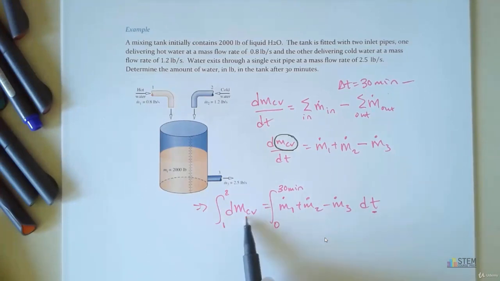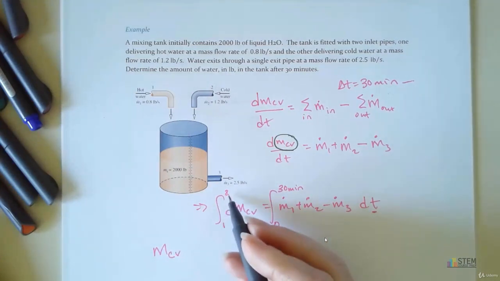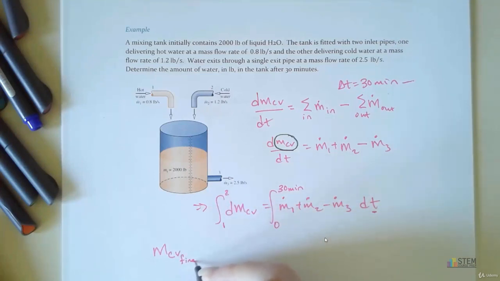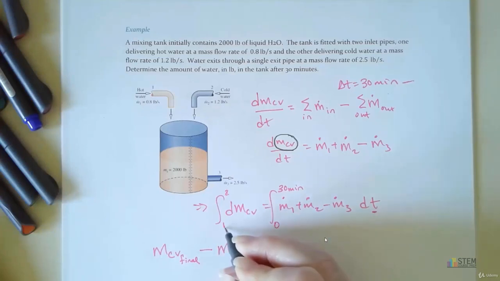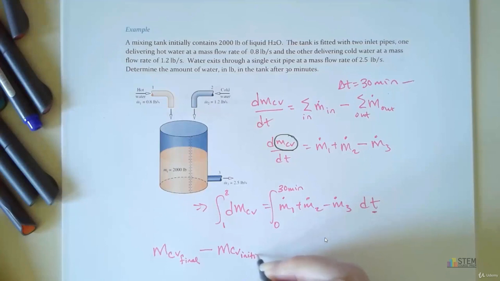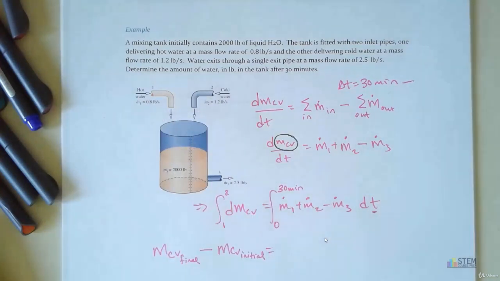So for this one, we'll have m_CV, and instead of putting 2, that might get kind of confusing. Just know 2 is final. So let's put final here. And then we're going to subtract m_CV. Instead of 1, let's put initial. I don't want it getting confused with these numbers up here. So that's our left side. Now when we integrate this side, we're just going to basically have m1 dot plus m2 dot minus m3 dot times the time.